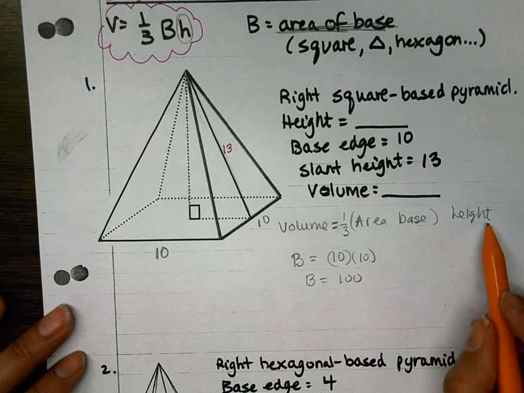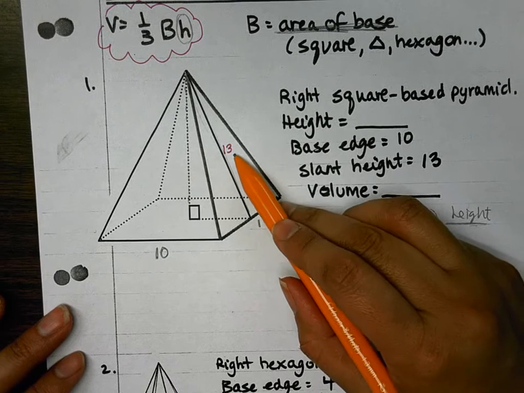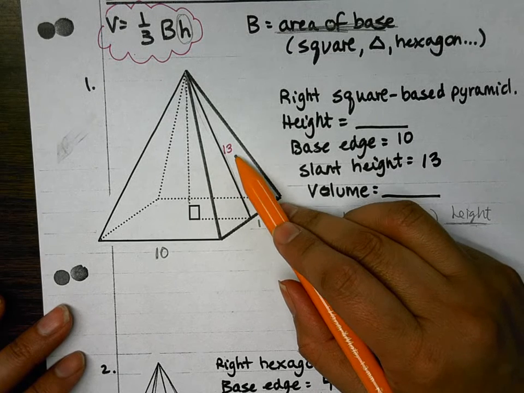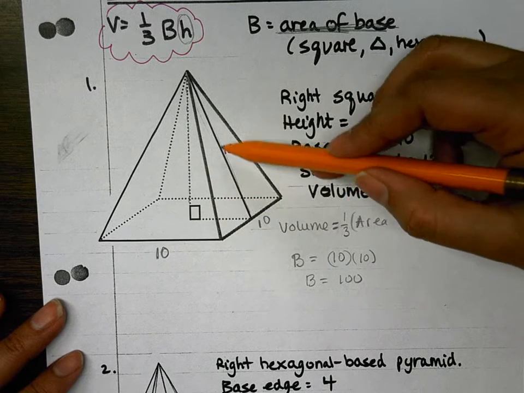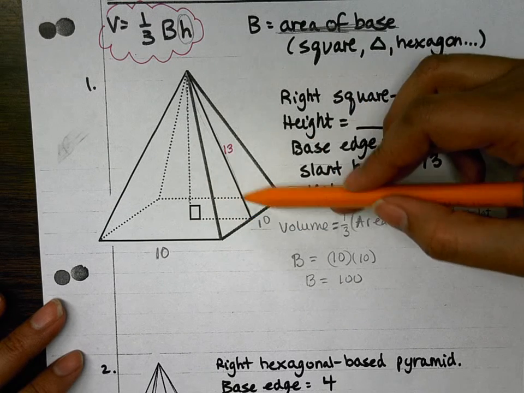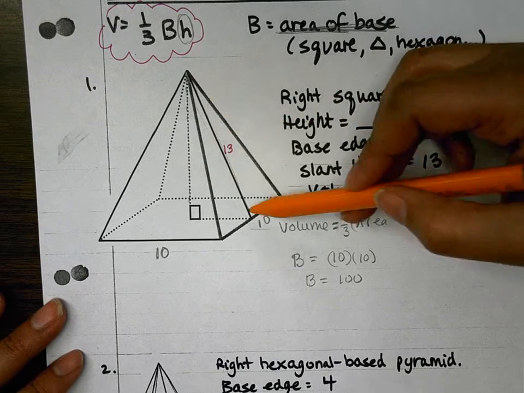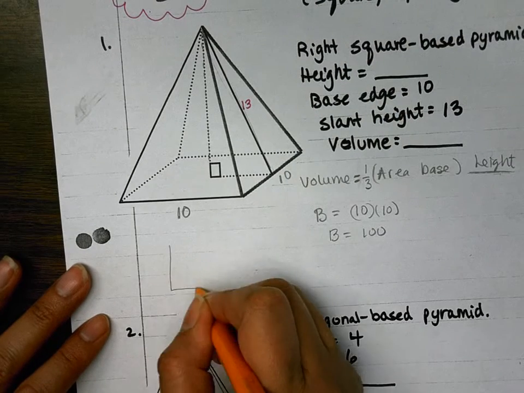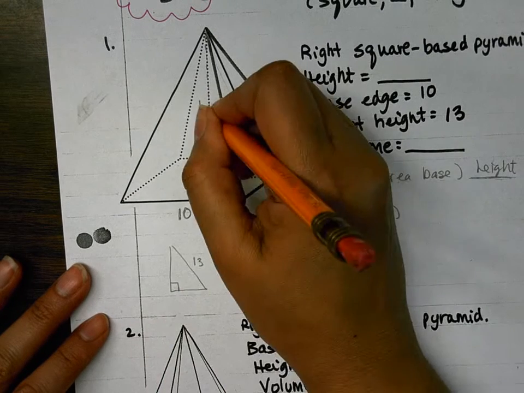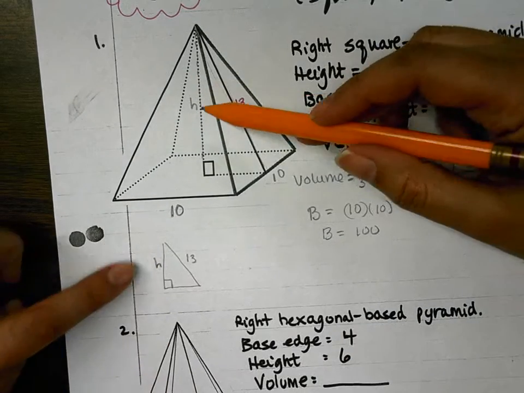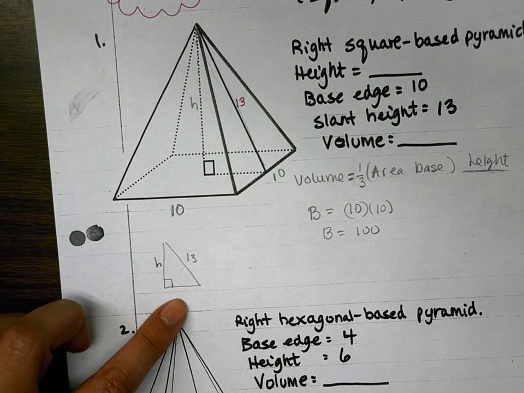What do I have left to find? The height. Is the height 13? No, that is the slant height. Now, what special triangle do you see right in here? Right triangle. What is the 13 in my right triangle? If I have this right triangle where the hypotenuse is 13, would you agree that that is the height right here? Anyone want to take a shot at what this base leg is?